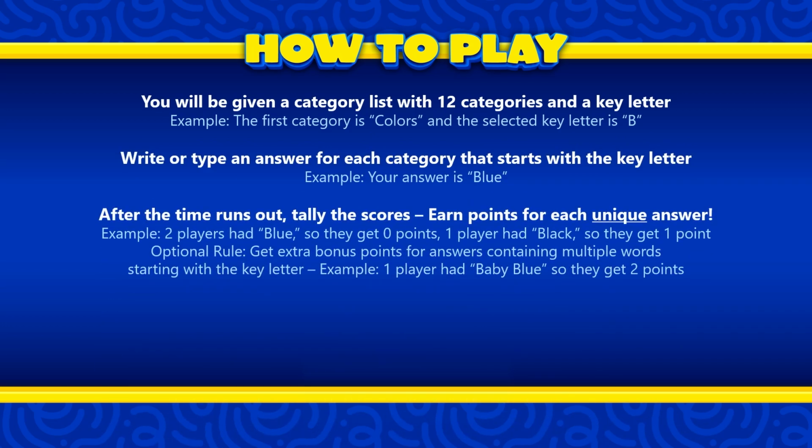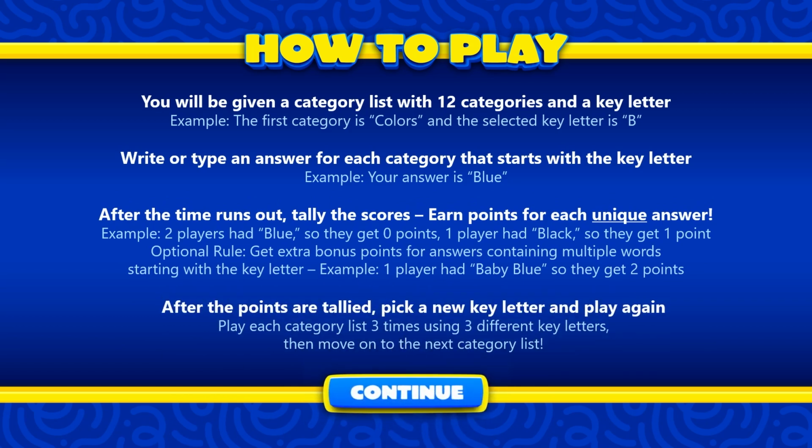Players will try to come up with an answer for each category that starts with the key letter. So for example, if the first category is colors and the randomly selected letter is B, then you might write down blue. Try to write answers for as many of the 12 categories as possible before the time runs out. Only unique answers will get a point.